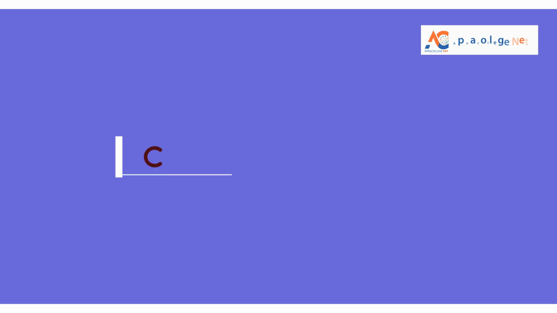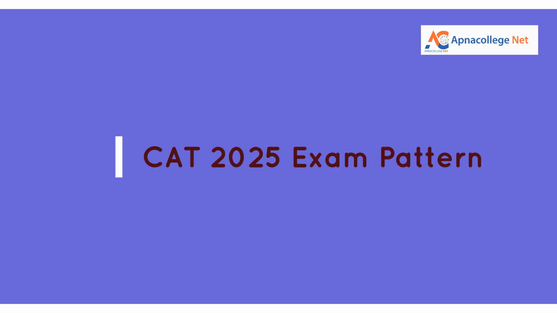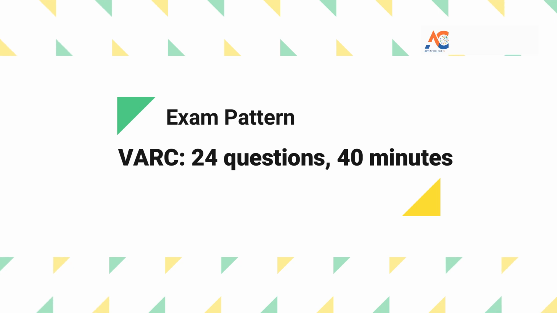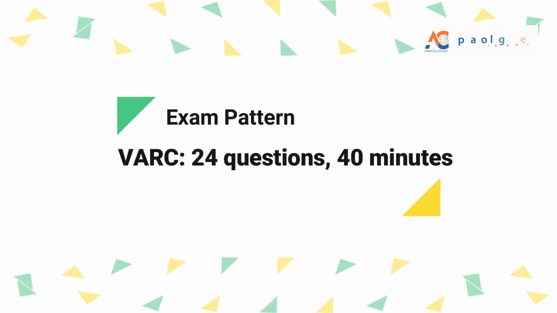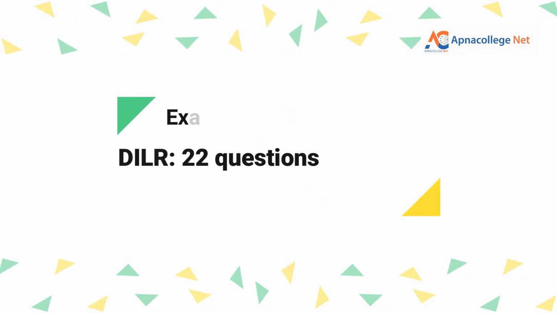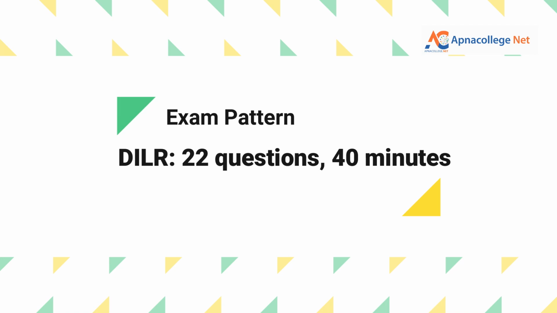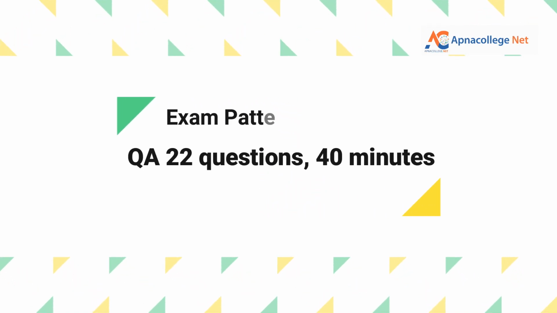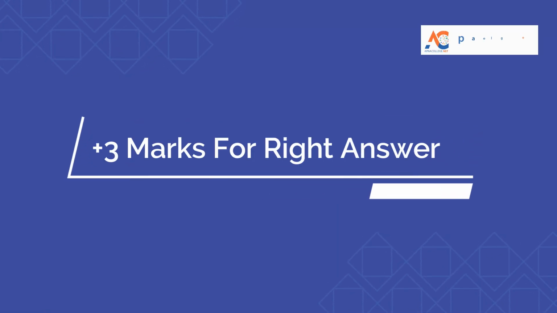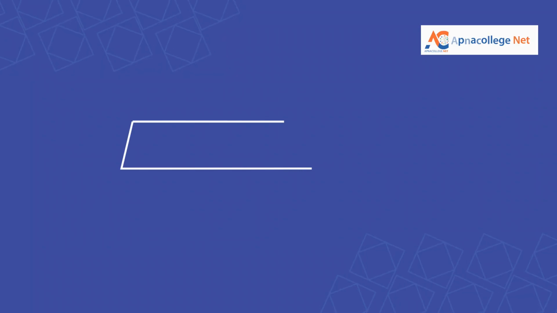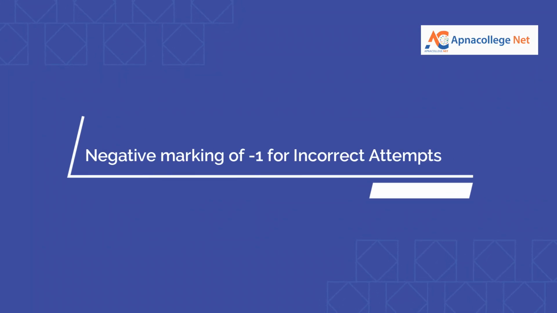If we look into the CAT 2025 examination pattern, VARC will have 24 questions and it will be of 40 minutes duration. The DILR section will have 22 questions and it will be of 40 minutes duration, whereas the quantitative ability will have 22 questions and will be of 40 minutes duration. Every question will carry 3 marks and there will be a negative marking of -1 for incorrect attempts.